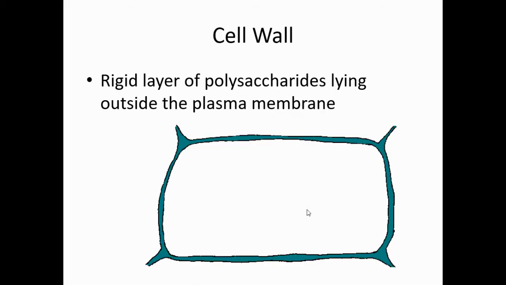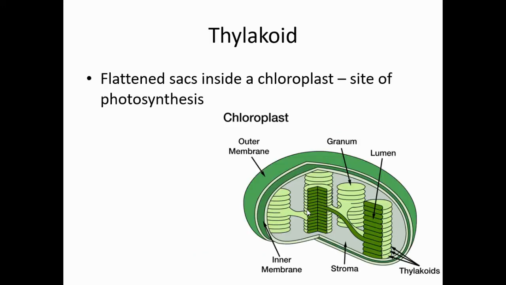A cell wall is a rigid layer of polysaccharides lying outside the plasma membrane. Plasma membrane is another word for cell membrane, and that's what gives it that boxy structure. When we talked about density and water freezing in chapter 2, I mentioned frozen vegetables, and I said that whenever water freezes, it actually expands, and when it expands inside of a plant cell, it pops their cell wall and it cracks it, which makes them not so crunchy anymore.